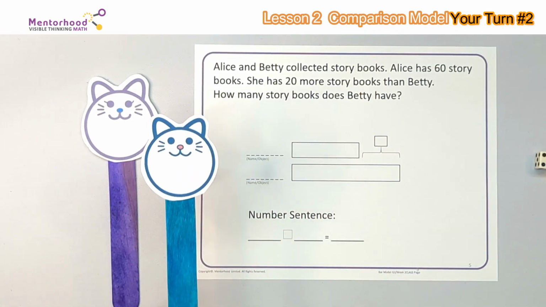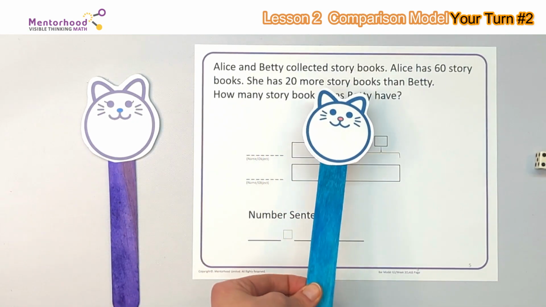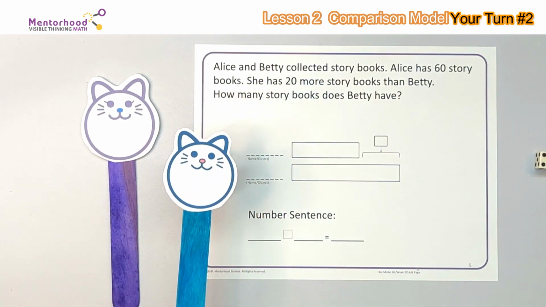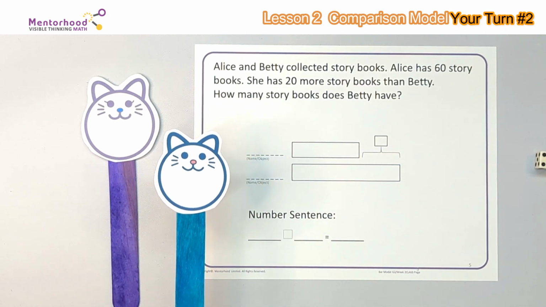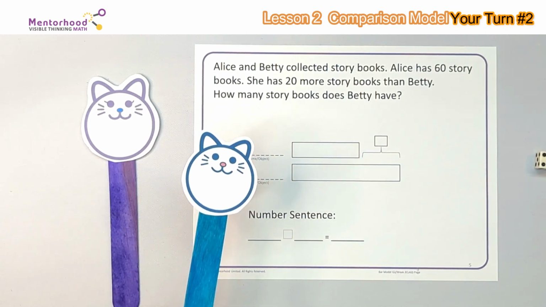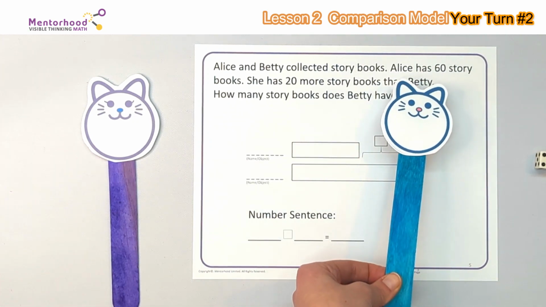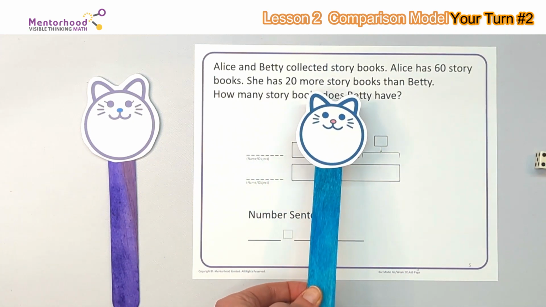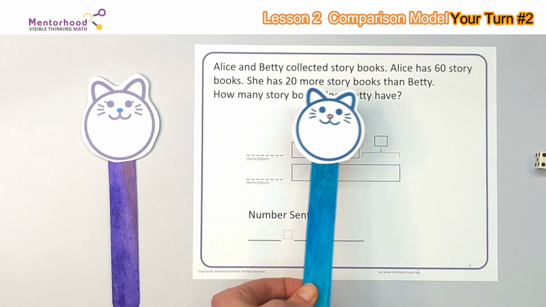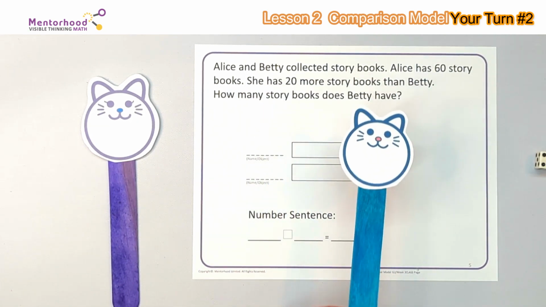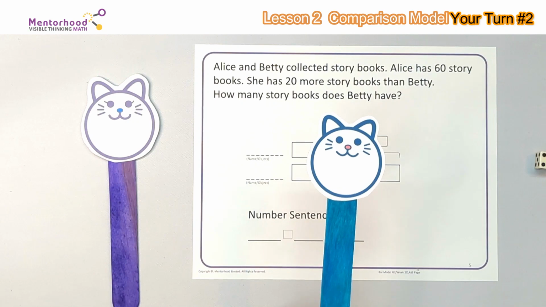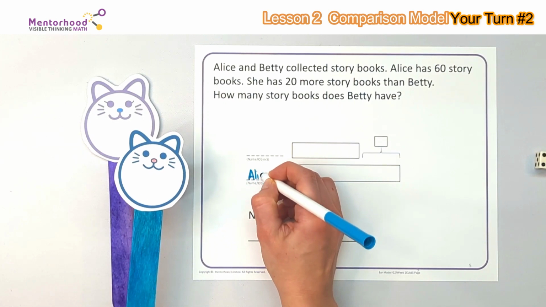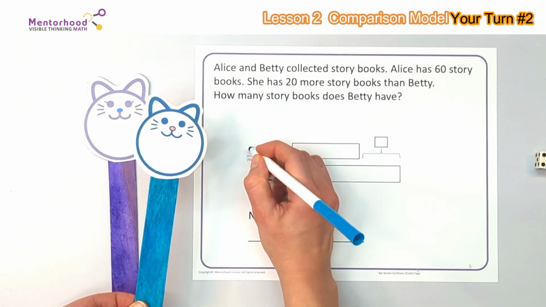All right, so I have to figure out what my subjects are. Well, we're talking about storybooks, and we're talking about two people's storybooks, Alice and Betty. So Alice and Betty must be my two subjects. Let's try to figure out who has more. Alice has 60 storybooks. She has 20 more storybooks than Betty. More than? Alice has more than, so she must have the bigger box, 'cause she has more. And I'll put Betty with the smaller box.